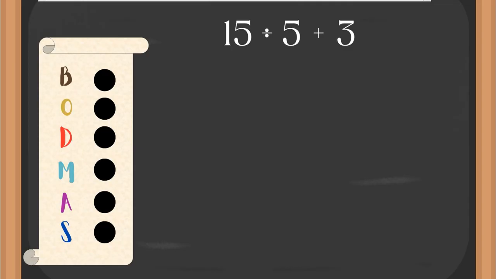Right, next, 15 divided by 5 plus 3. Do we have any brackets? We don't have any brackets. Do you have any exponents, indices, powers, roots? No, we don't. Do we have any division? We do, right? So let's divide. What's 15 divided by 5? That's 3 plus 3. Do we have any multiplication? Do we have addition? We're going to go with that. 3 plus 3 is equal to 6. And that is your final answer. That is how you do that.